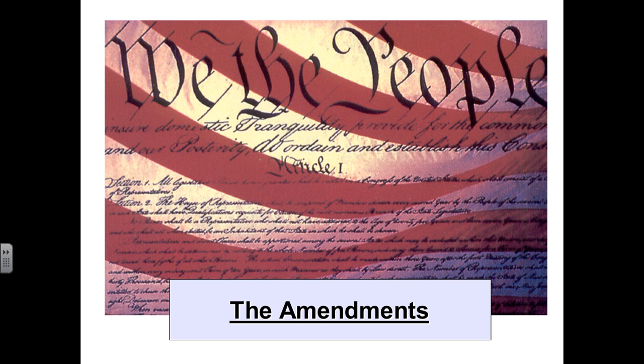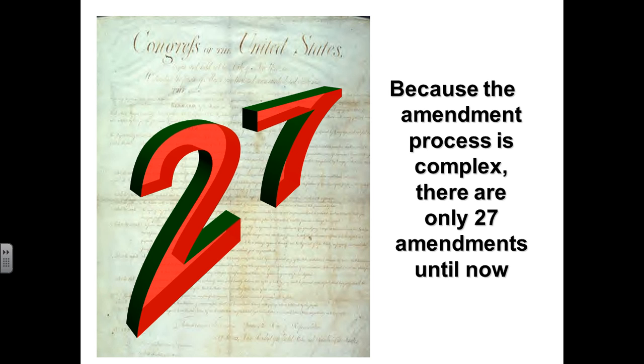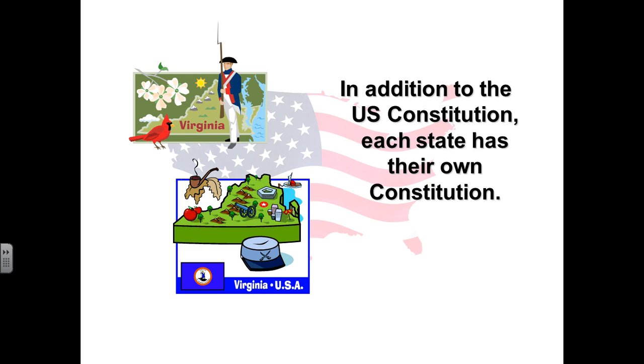The amendments. Remember, the Constitution has 3 sections. It has the preamble, which states the goals of the government, the 7 articles, which are the structure of the government, and then the amendments, which are the changes that have been made to the Constitution. Because the amendment process is complex, there are only 27 amendments until now. We've been a country, the Constitution has been ratified for well over 200 years, and only 27 amendments have been added.